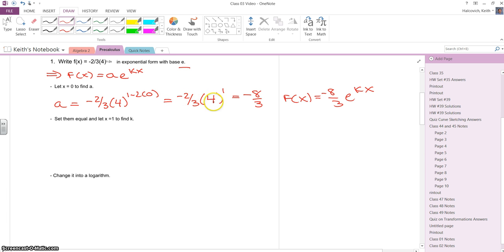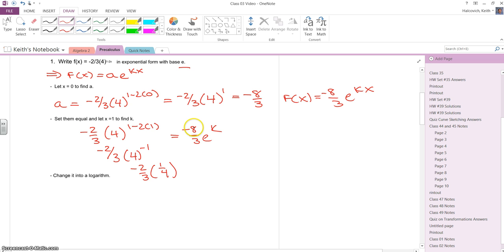So what we're going to do is set these two equal to each other. So negative 2/3 times 4 to the 1 minus 2 times 1. We're going to put 1 in for x. And negative 8/3 e to the k. So this gives us negative 2/3 times 4 to the negative first, which is the same thing as negative 2/3 times 1/4, which is the same as negative 1/6. And this is equal to negative 8/3 e to the k.